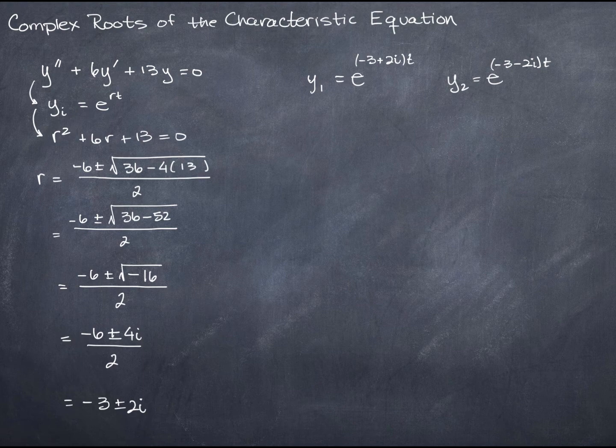Now, again, I can check to see whether those are linearly independent. I can check to see whether their Wronskian is equal to 0. It is not. Just take my word for it rather than take the time to work that out, but I would encourage you to work on the Wronskian for this one. It's an interesting exercise. Because they are linearly independent, because the Wronskian is non-zero, I can write my general solution as C1 e to the -3 plus 2i times t plus C2 times e to the -3 minus 2i times t.